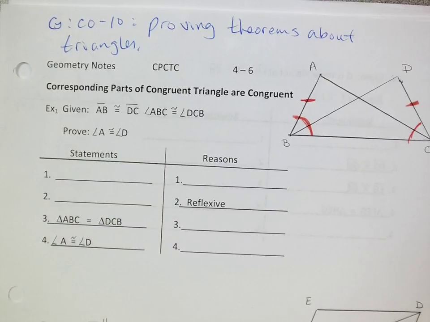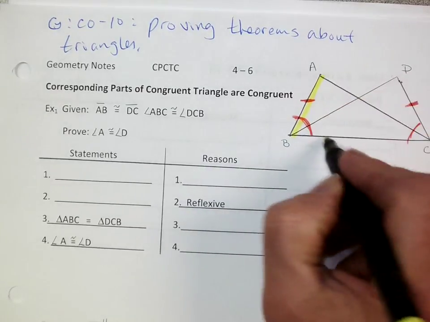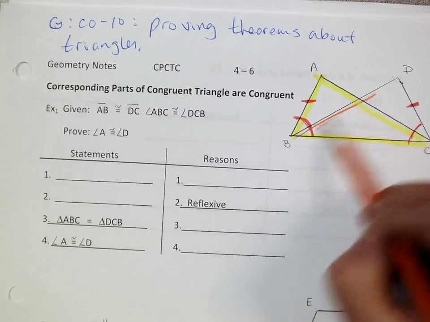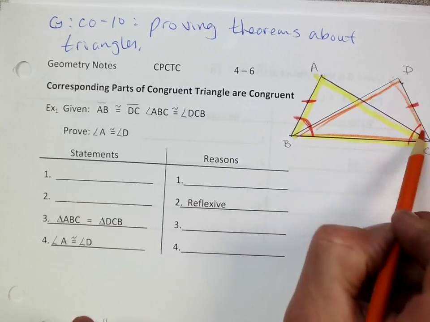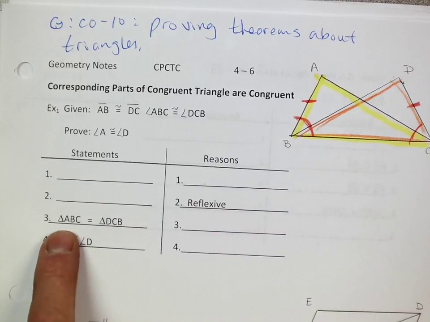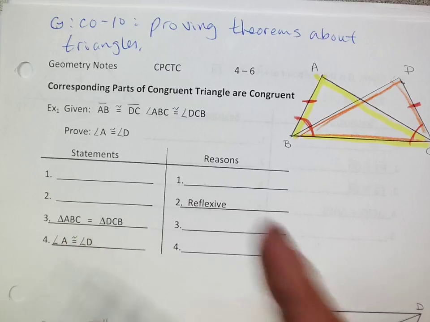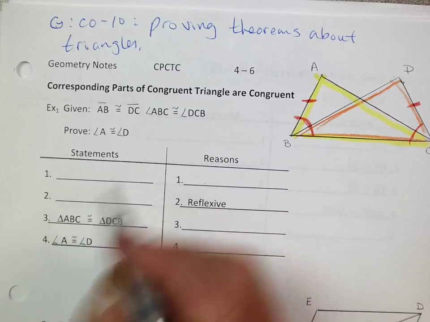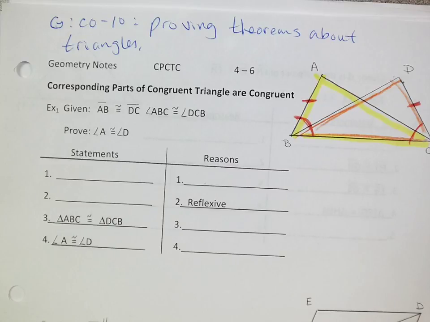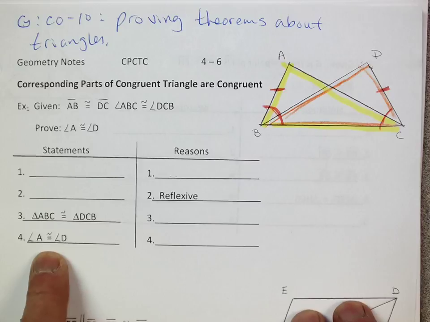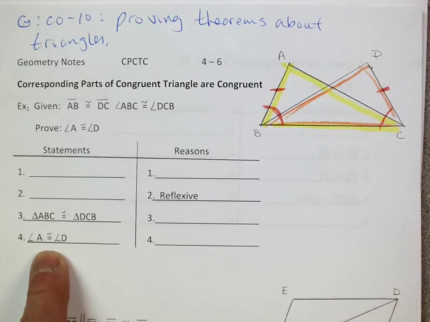So I think the triangles I'm going to look at have to be this big one here, and the other one has to be this triangle here, okay? So somehow, right down here, I'm going to have to prove triangle ABC is congruent to triangle DCB, okay? So you cannot say A is congruent to D until you prove the triangles are congruent, okay? You have to say it.